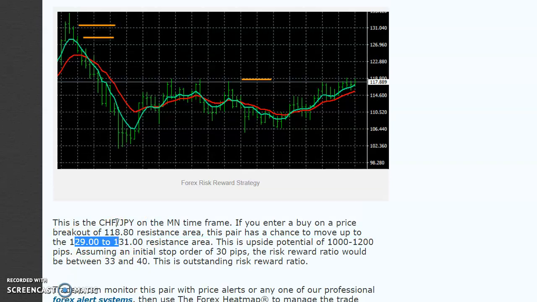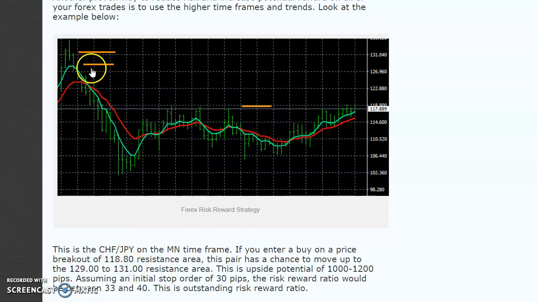This pair has a chance to move up to the 129 to 131 area, which is the next major resistance. So it breaks out here. This is 1,000 to 1,200 pips of upside potential.